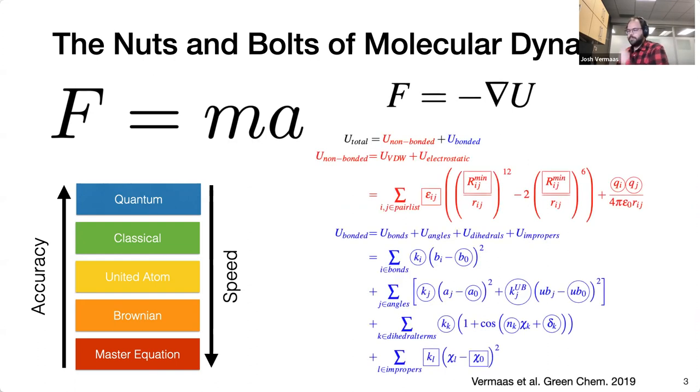Now, all right, how do we calculate our forces in the classical land where I'm going to live? And here the force is going to be the negative gradient of the potential energy. So again, this is physics definition stuff.